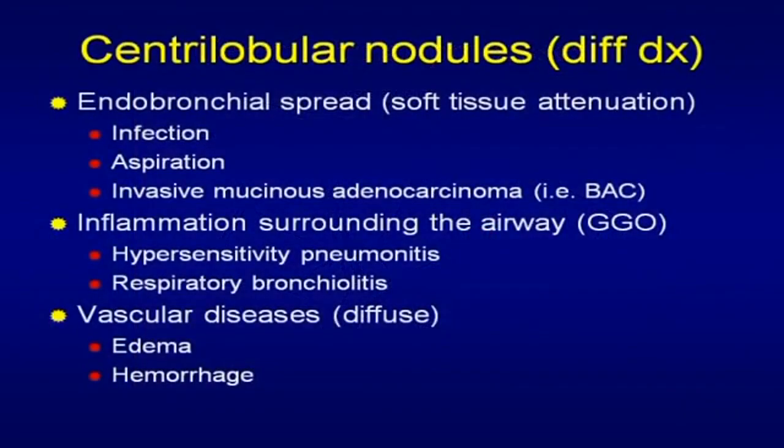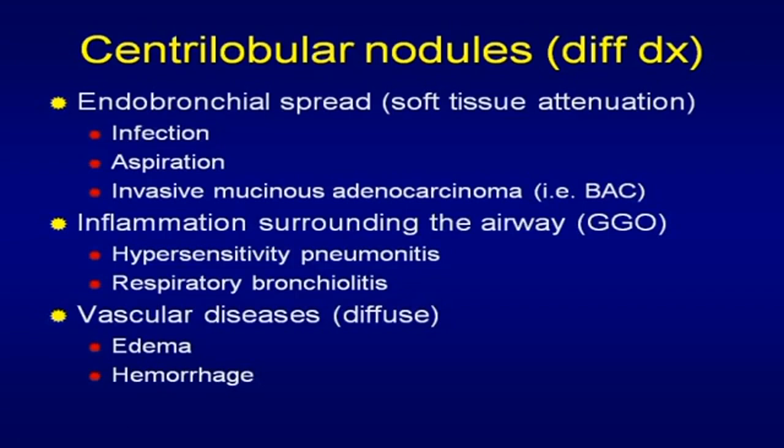When the nodules are dense, i.e. soft tissue attenuation, that tends to be endobronchial spread of something, and that something may be infection, or it can be aspiration, or it can be tumor, as in the case of what we used to call multifocal bronchoalveolar carcinoma, which we now call invasive mucinous adenocarcinoma. All those spread via the bronchi.